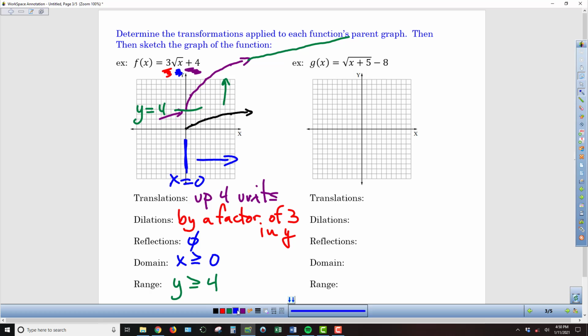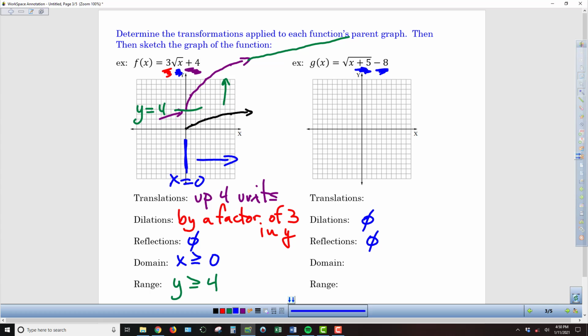So for the next one, we can see that we have a plus 5 underneath the square root symbol. We have a minus 8 on the outside. So since our only changes are addition and subtraction based, that means we're only going to have a couple of translations. We're not going to have any dilations. There's no number multiplying on the outside of the square root symbol, nor a number multiplying the x. And then we have no reflections. There are no negative signs on the outside of the square root function or in front of the x on the inside. So we just have 2 translations.